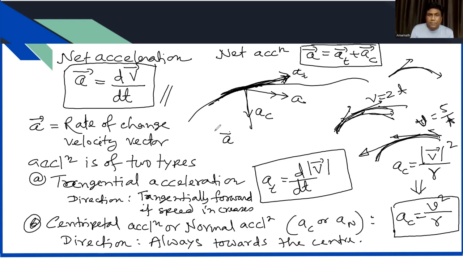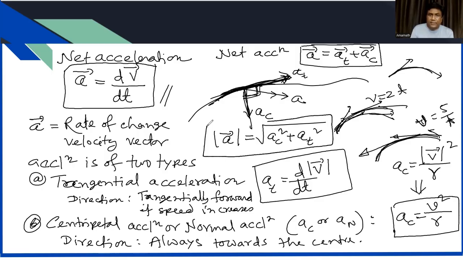And if you want to know the magnitude of net acceleration, it will be equal to what? Magnitude of centripetal acceleration plus magnitude of tangential acceleration, because they are perpendicular, no? AT and AC are perpendicular, because AC is towards the center and AT is tangent, and radius is always perpendicular to tangent. So they are 90 degrees to each other. So if you square and add, you are going to get the magnitude of net acceleration. Okay, so you write all these things. That is called magnitude of net acceleration.